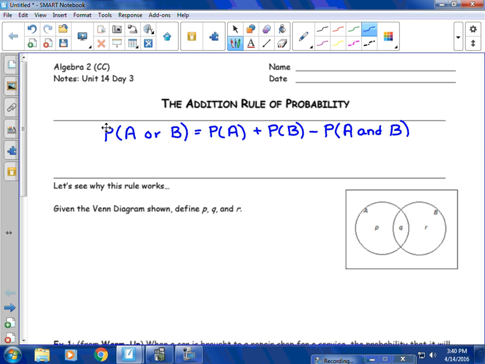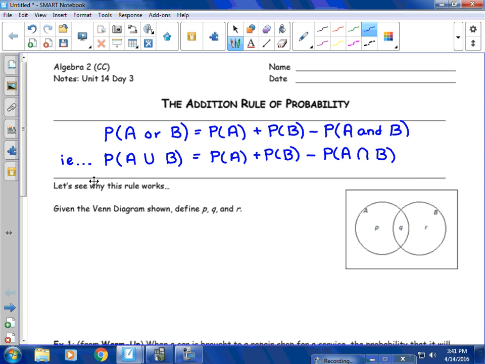Another way to write that using our union and intersection symbols would be the probability of A union B is equal to the probability of A plus the probability of B minus the probability of A and, or intersect, B. So the second row is kind of, in math terms, how we think of the addition rule.